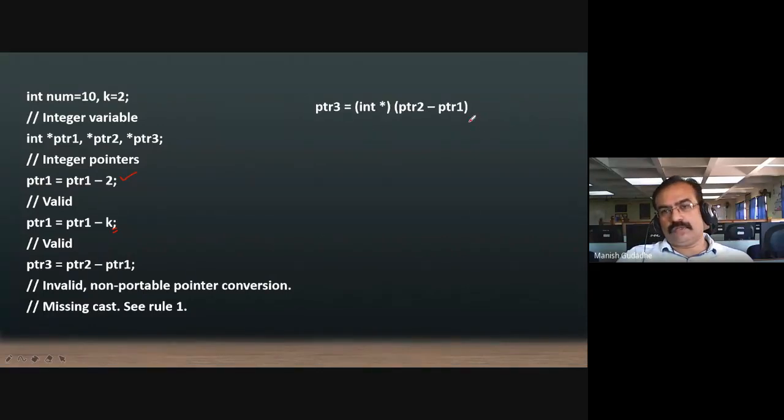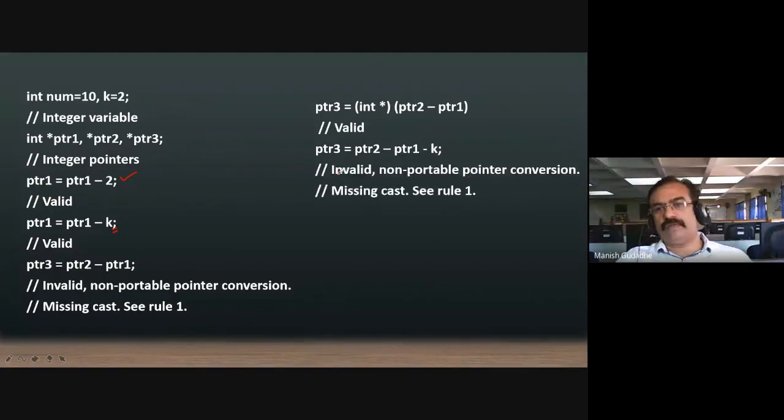Yes, you are right. Whatever answer you have given is absolutely correct, Dhaval: as it is, it cannot be stored in a pointer variable, and PTR3 is a pointer variable. What if I do it this way? Will it work? This will be a valid statement because I am typecasting it as an integer. Otherwise, it would not accept it. If I do it this way, PTR2 minus PTR1 minus A, it will be a non-portable pointer conversion. This will not be accepted.